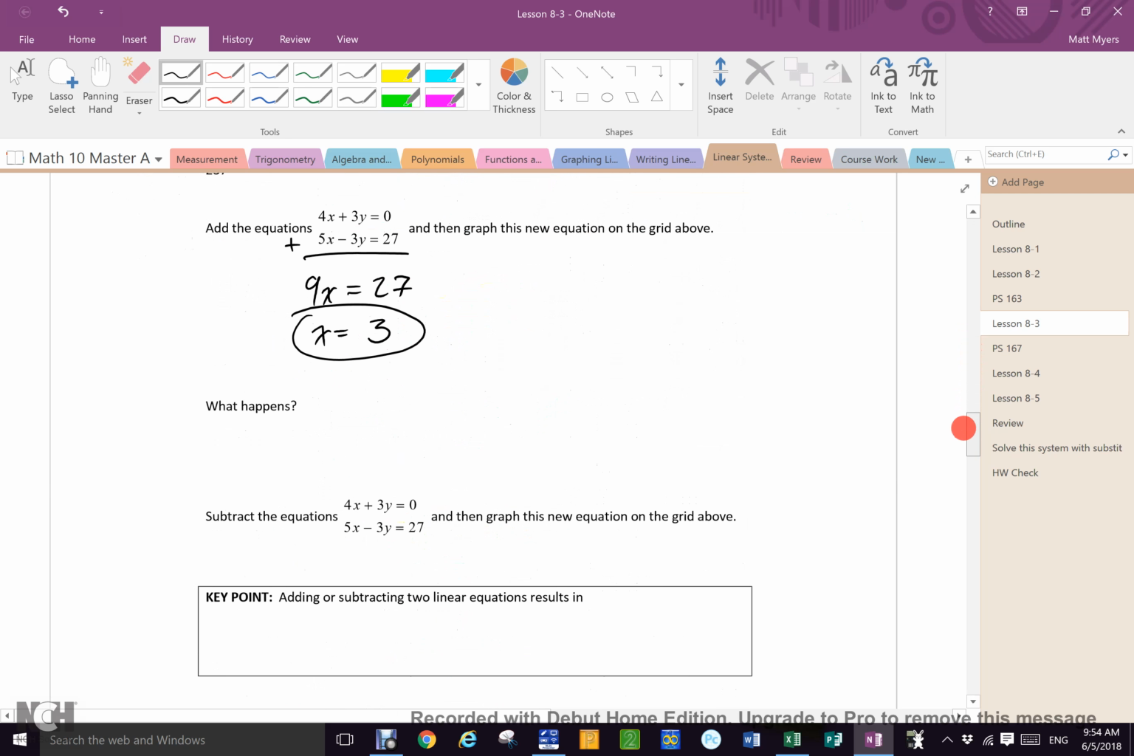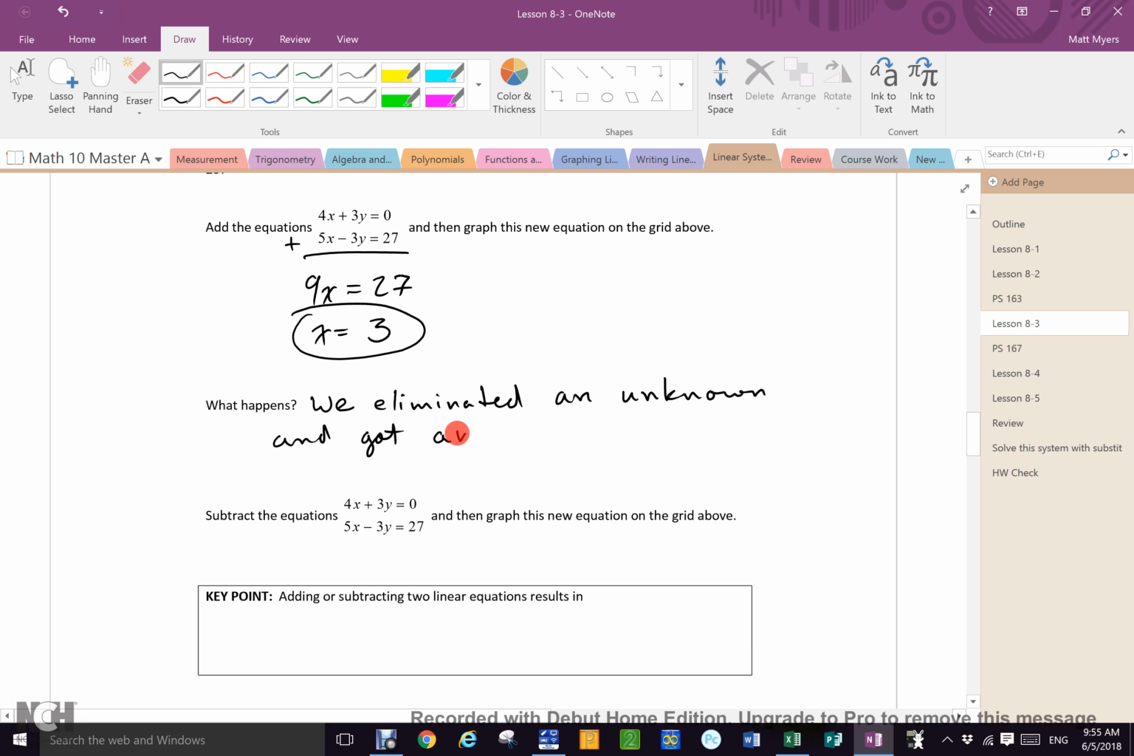What else did you notice? In the system, there were 2 unknowns. What happened when I added them? We got down to 1 unknown. What happens? We eliminated an unknown and got another line through the solution.